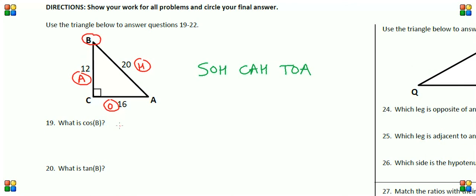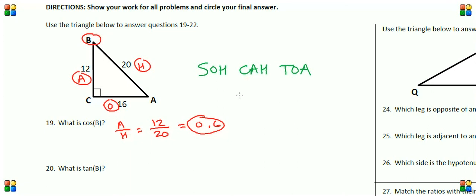So cosine is adjacent over hypotenuse, which in this case, the adjacent side is 12. The hypotenuse is 20. And if we put that in our calculator, we will get 0.6 is cosine for this particular triangle. Let me give a bigger circle.